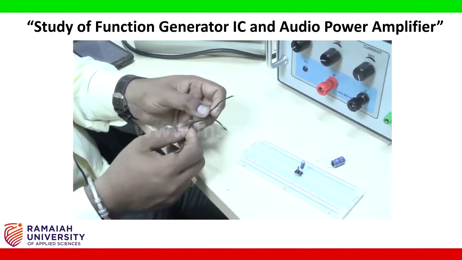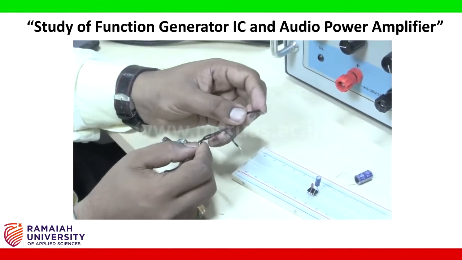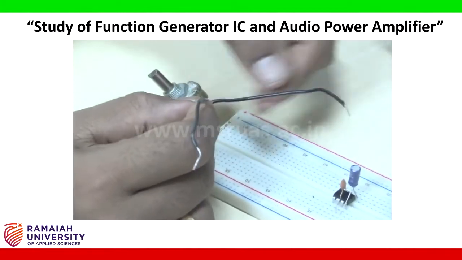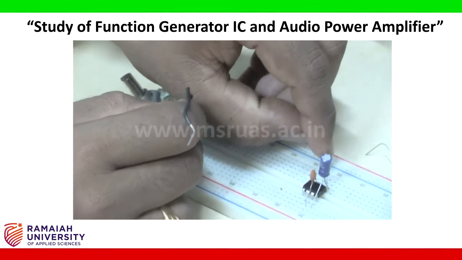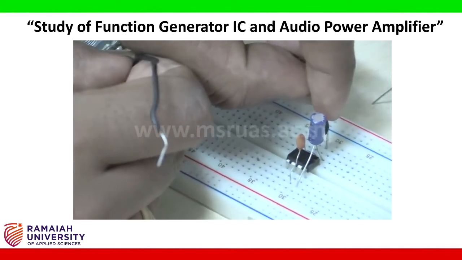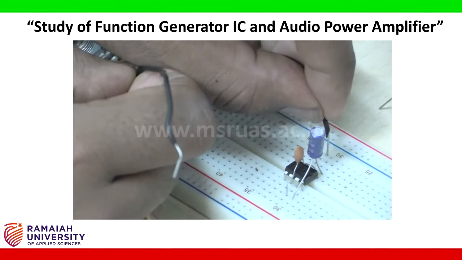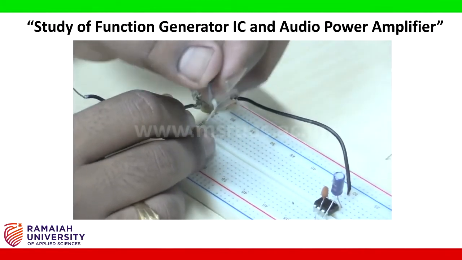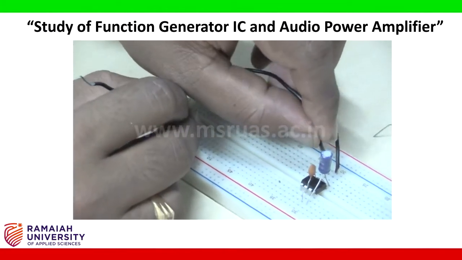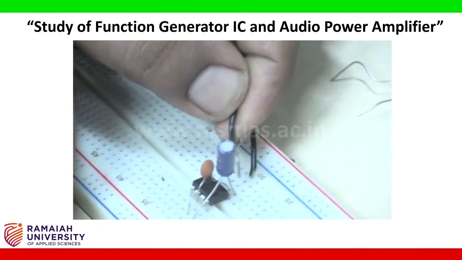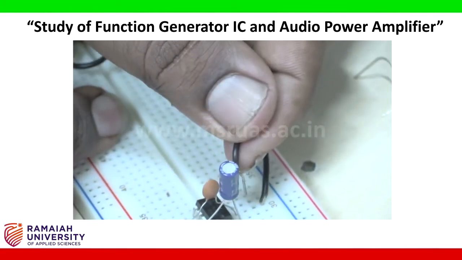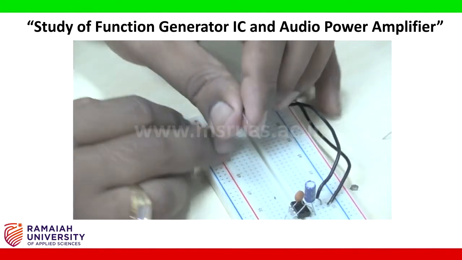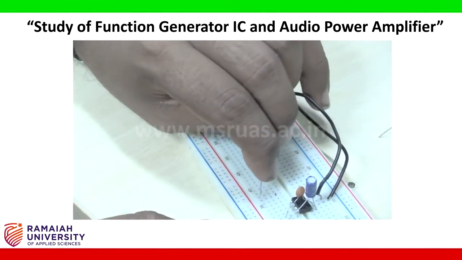Now I am going to connect the pot of 10 kilo ohm. So this point will be connected to pin number 2. And the middle terminal will be connected to pin number 3. This is pin number 3. And the other end will be connected to ground. I made ground somewhere here.